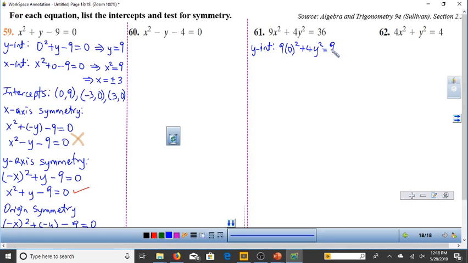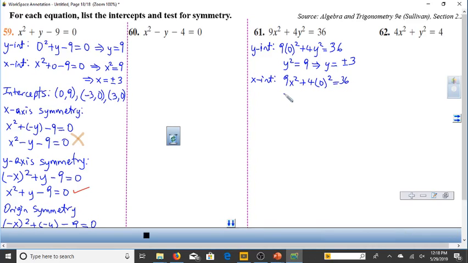And that would mean y squared is equal to 9, which means y is equal to positive or negative 3. And then for x-intercepts, we replace all the y's with 0. And then that means x squared is equal to 4, which means x is equal to positive or negative 2. So my intercepts, I have 4 of them in all.